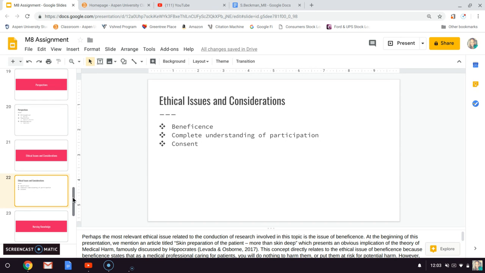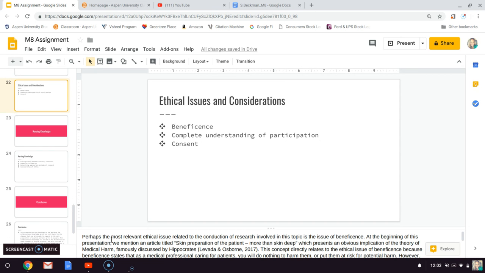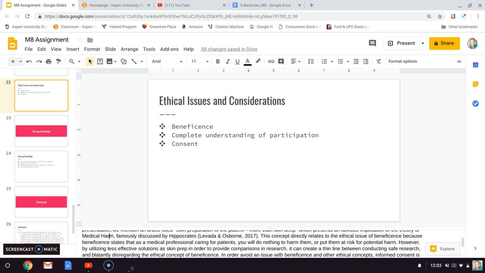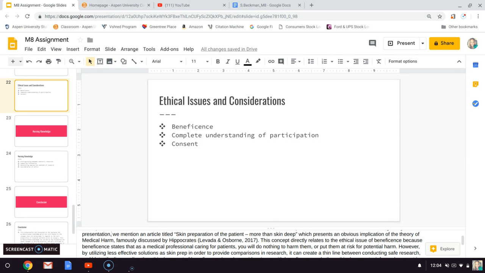Ethical issues and considerations. Perhaps the most relevant ethical issue related to the conduction of research involved in this topic is the issue of beneficence. At the beginning of this presentation, we mentioned an article called Skin Preparation of the Patient More Than Skin Deep, which presents an obvious implication of the theory of medical harm famously discussed by Hippocrates.